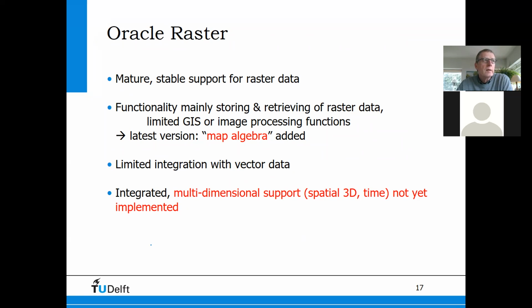The Oracle raster data is not that well integrated with vector data. And it does also not really have true three-dimensional support, either in space or 3D as the time dimension. And it is basically the row and the column and the band. That's hard-coded.